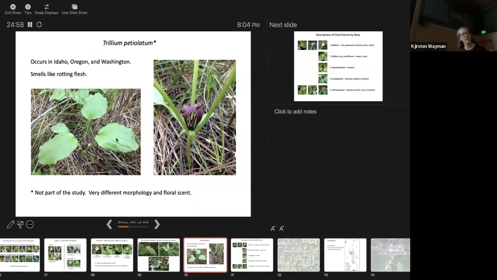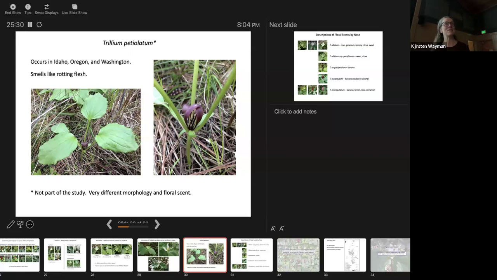Now, I mentioned earlier that Trillium petiolatum was not a part of my study. And one reason, as you can see, is that morphologically, it's very different. There's no way you would confuse this plant with the others. So it's got leaves that are attached to the rest of the plant by these long petioles, hence the name petiolatum. The flower sits beneath the leaves. In fact, the flower rests just about 1 or 2 inches off the ground. And also, these plants smell like rotting flesh. They have a horrible smell.